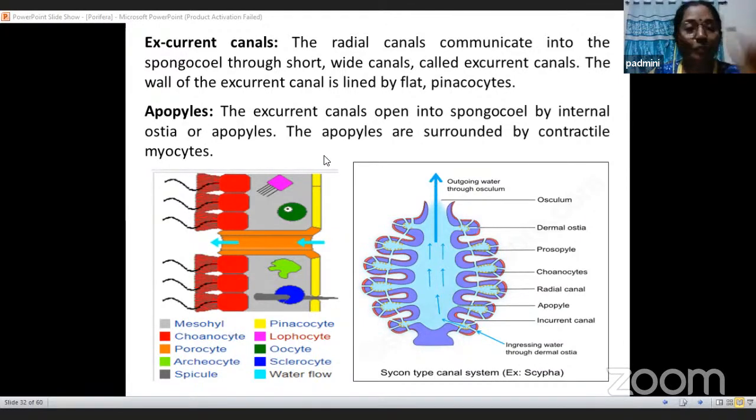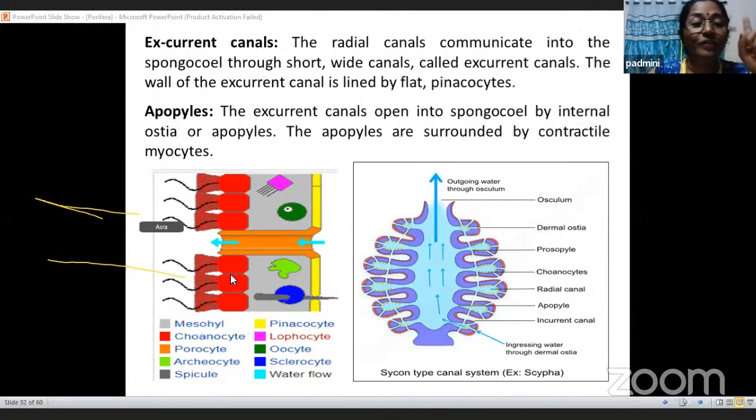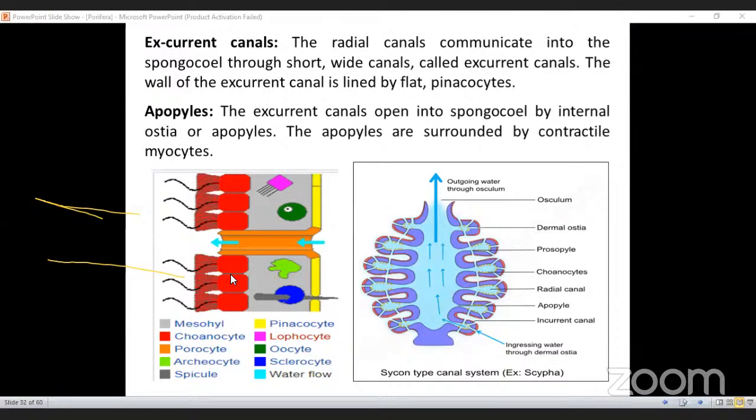And now you know what an apopyle is. This picture will tell you all the different types of cells that are present in the sycon. The same thing that I spoke about. So what is this layer called? Anyone? You can see the choanocytes over here. So when the choanocytes are present, what is the dermal layer of the choanocyte called? Choanoderm. Very good, choanoderm. And who's that? Saida.